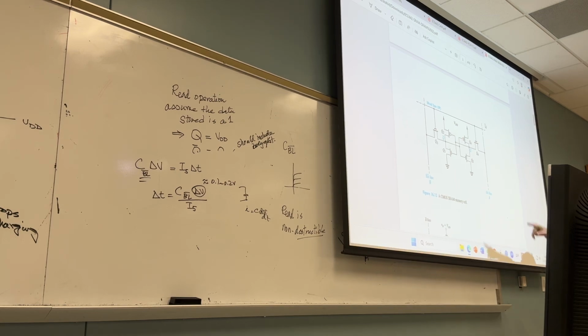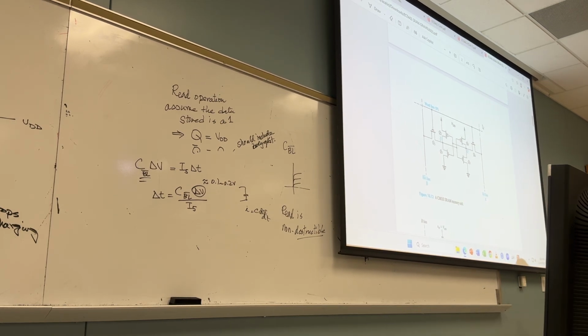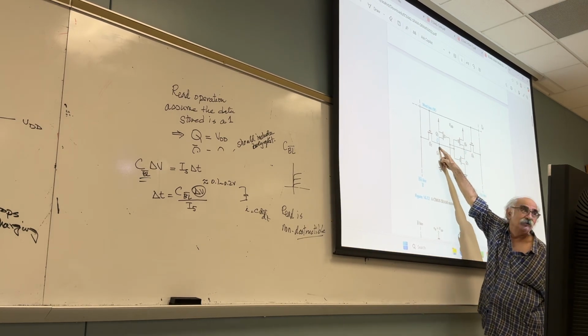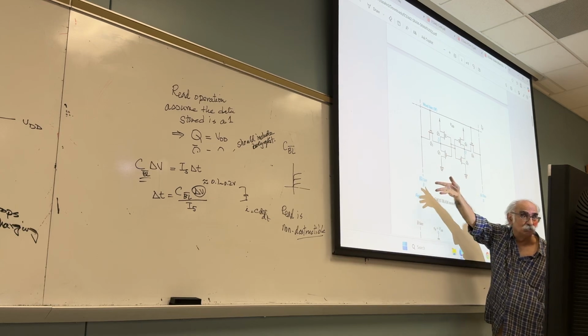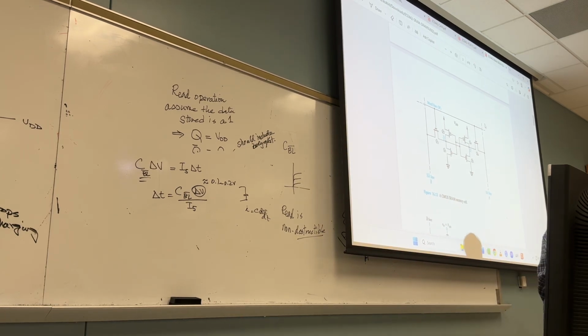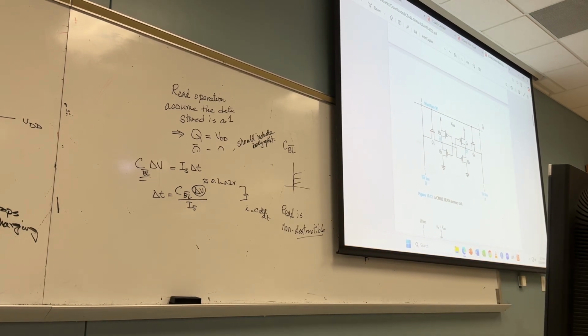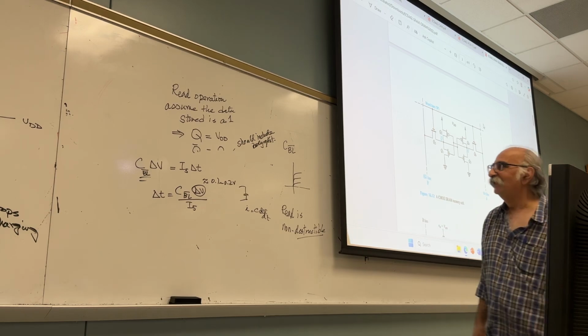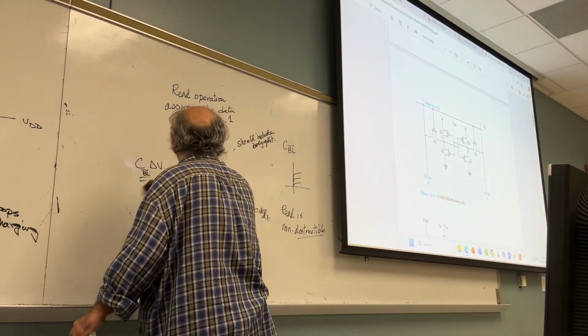Clear? Will M4 be in the picture? Why? Look at the input to M4. The input is Q bar. And what did I assume? What is being stored is a 0, which means Q bar is a 1. That NMOS is off. Did you get it? Okay, good. Now the write operation.